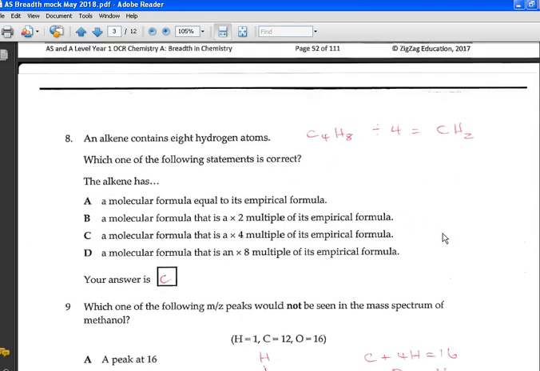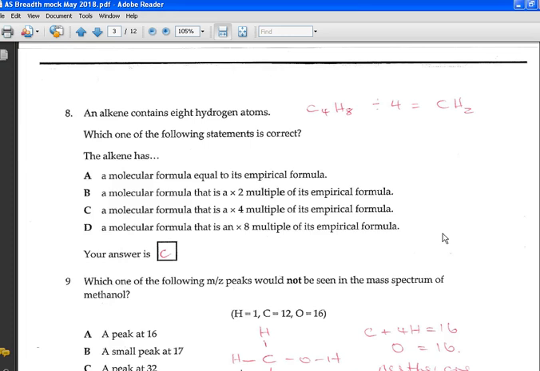Okay, an alkene contains 8 hydrogen atoms. Which one of the following statements is correct? So it's got 8 hydrogen atoms, it's an alkene, it must have 4 carbons. And we're looking for what is equal to its empirical formula. Yeah, so you're looking for the lowest whole number ratio. So then you just go through the statements, and a molecular formula that is 4 times multiple of the empirical formula.